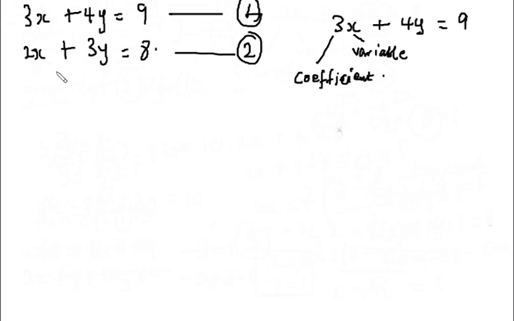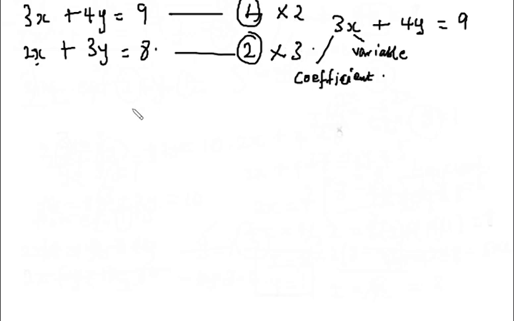We have to pick a variable to eliminate. Let's pick x. If you pick x, we multiply equation 1 by 2, and we multiply equation 2 by 3. We do this because we want to make the coefficient of x in the two equations the same. We use the coefficient of equation 2 to multiply equation 1, and the coefficient of equation 1 to multiply equation 2. That's why I multiplied them by 2 and 3.